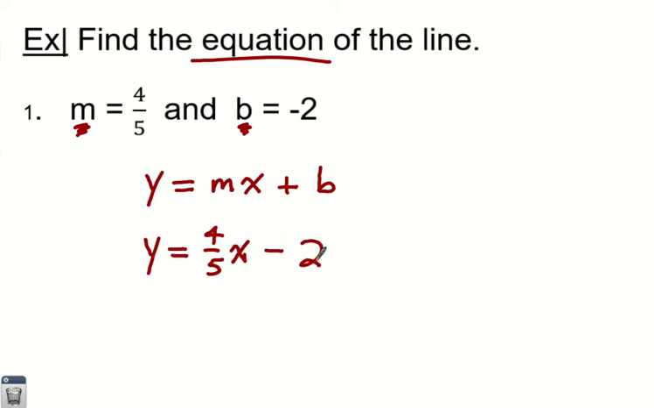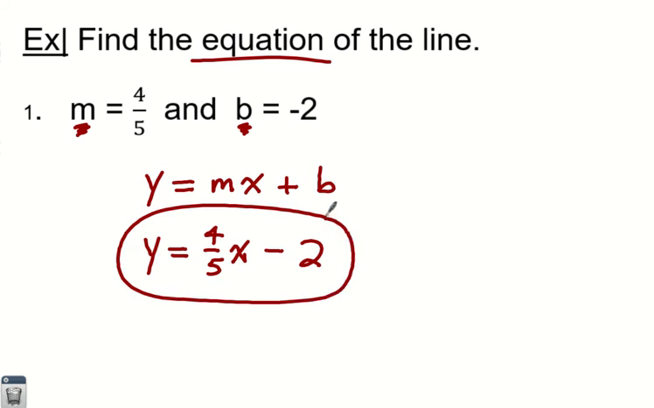So b is -2, so just write -2. And just like that, I'm done. Okay? M in there, b in there. Yeah, I mean, it really is that simple. If they gave you the perfect ingredients for this equation formula, then that's the formula you pick.